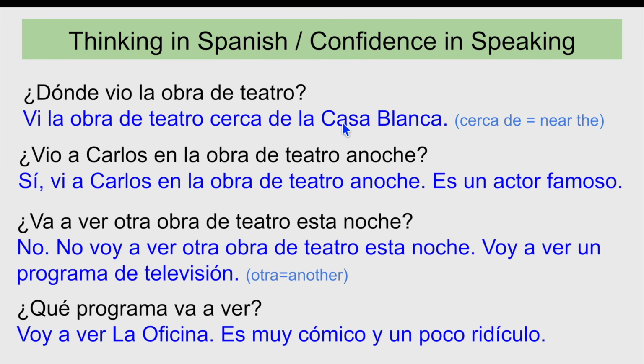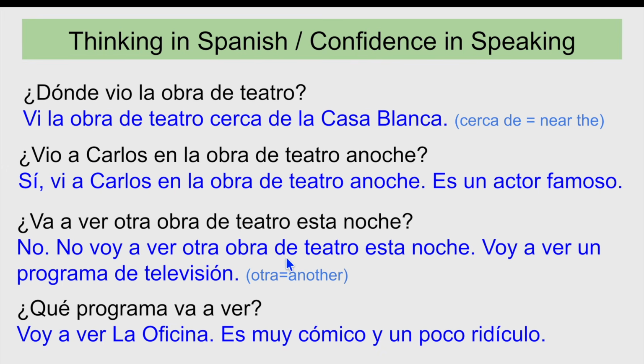So here you can see we have the White House, La Casa Blanca. Notice here we have a famous actor, un actor famoso. Those all agree in number. It's just one. And it's masculine, so that ends in the O.